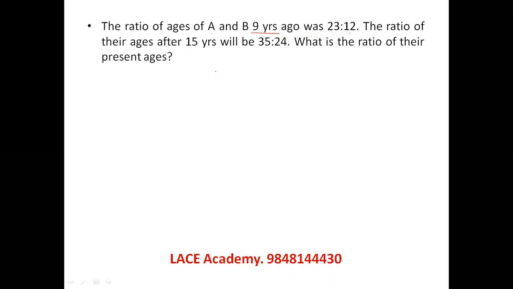So 9 years ago, let us say A was 23x and B was 12x. From 9 years ago to 15 years after, they are increasing each by 24 years. And this age ratio is equal to 35 by 24. But to calculate this, it takes actually a bit of time. Right, it takes time, obviously.